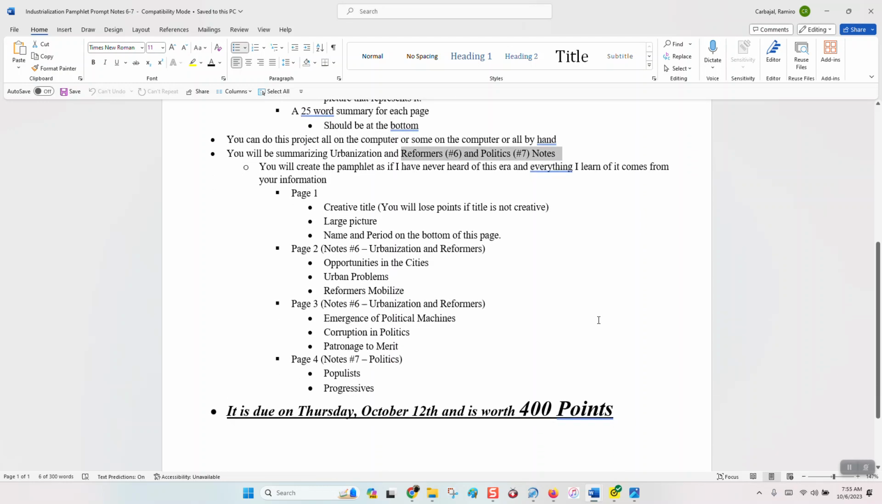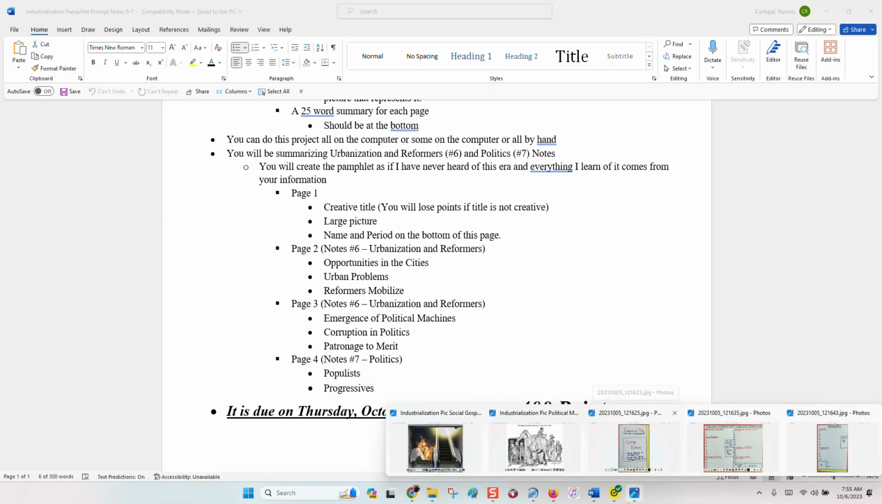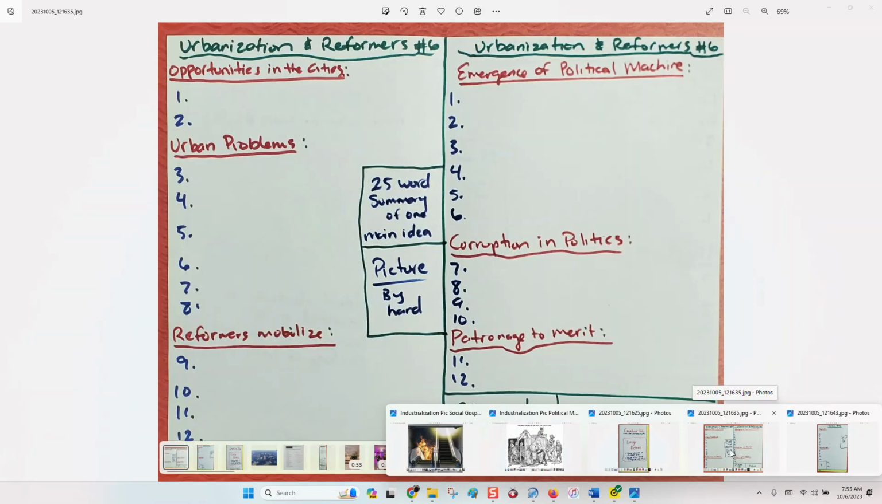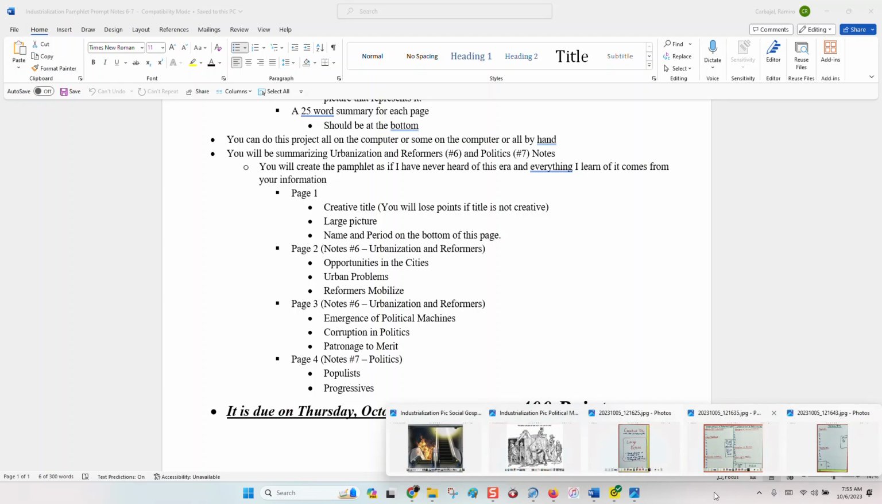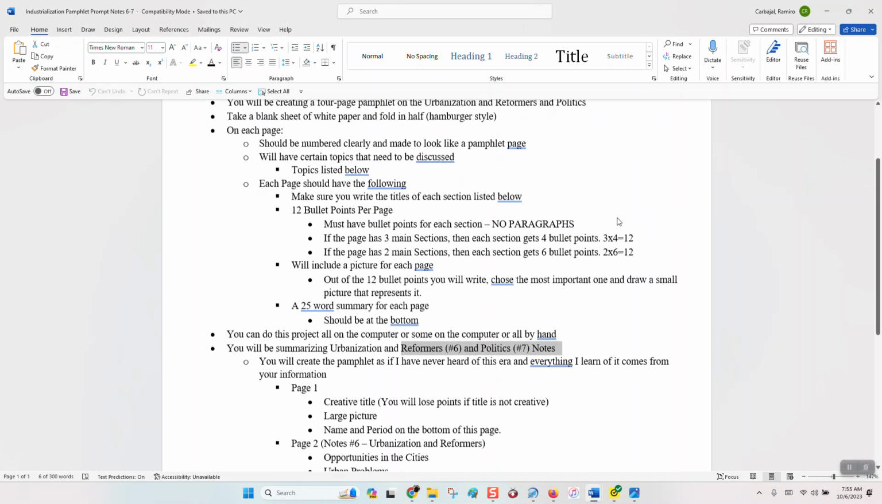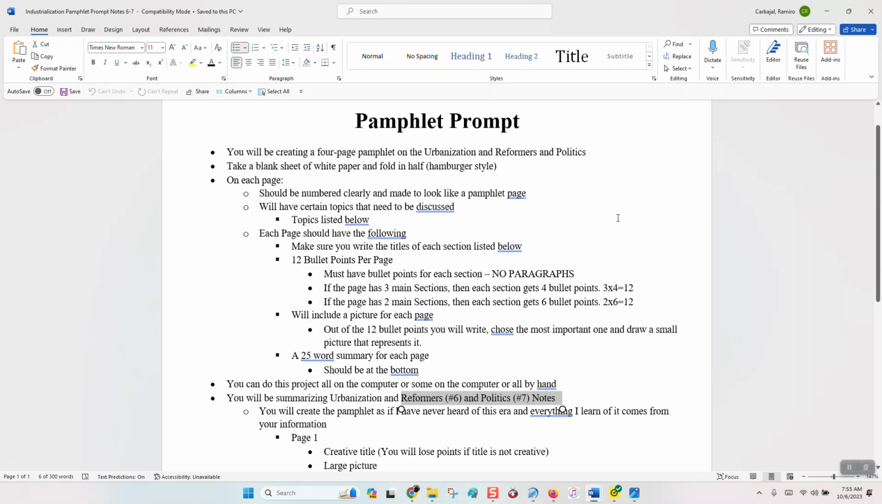Now at the bottom, it tells you what goes specifically on each page. So I will take pictures, make an example of what it should look like, and usually send it to you before I assign the pamphlet. These are the pictures I took for the first one. This is page 1, this is page 2 and 3, and this is page 4, and I'll explain it as I go. All right, so again, each of pages 2, 3, and 4 is going to have 12 bullet points. It's going to have one picture drawn by hand, and it's going to have a 25-word summary.